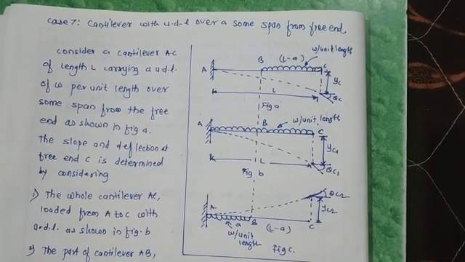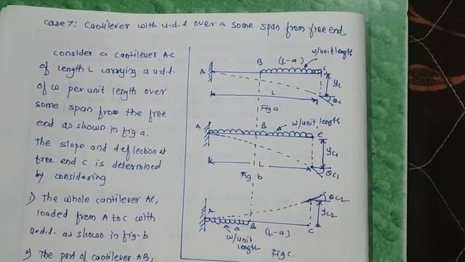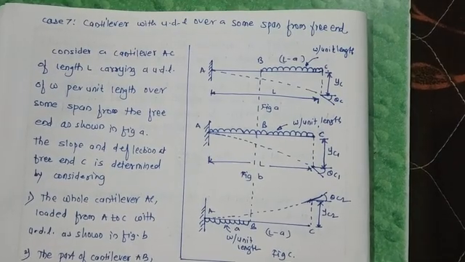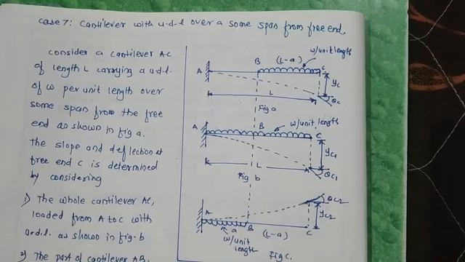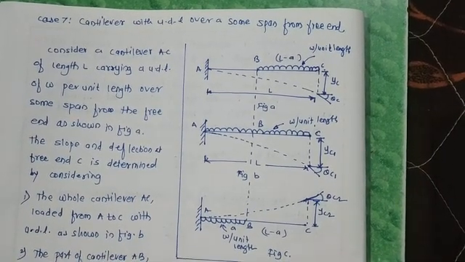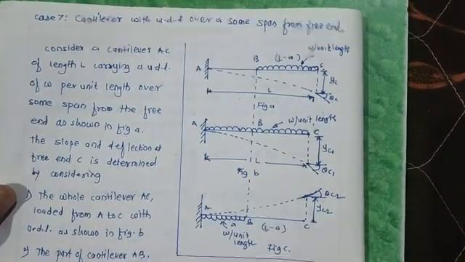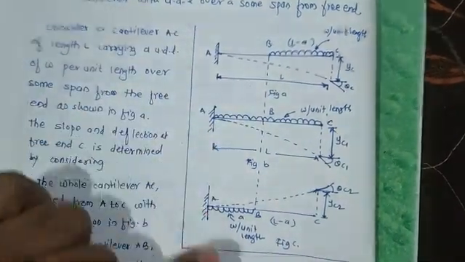Welcome students. In the previous video we saw a cantilever with UDL over some span A from the fixed end. Now we are going to see a cantilever with a uniformly distributed load over some span from the free end, that means from the free end. So we are going to see figure A, figure B and figure C.